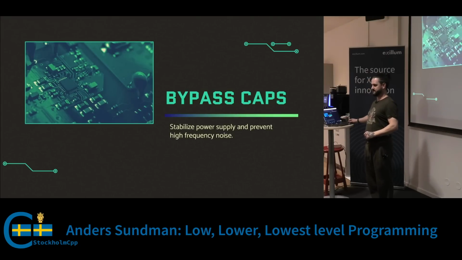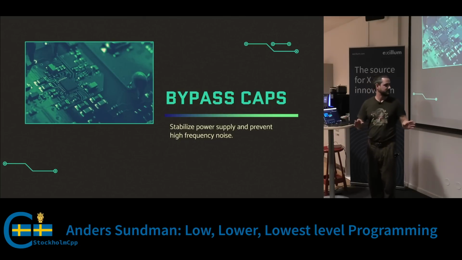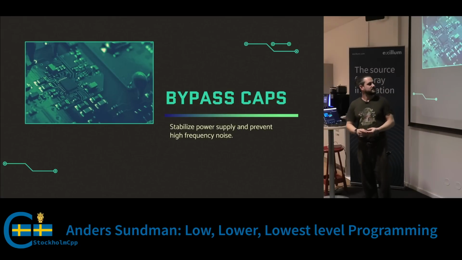So let's start with something. Bypass capacitors. A cap is a capacitor, just short. So what is this? This is something that is used like a power bank to cover for small variances in voltage that goes into the CPU, typically. It can be called a bypass cap, a filter cap, decoupling capacitor, different names.